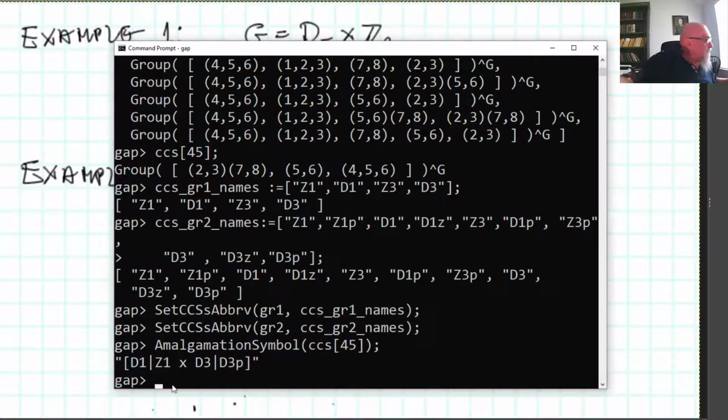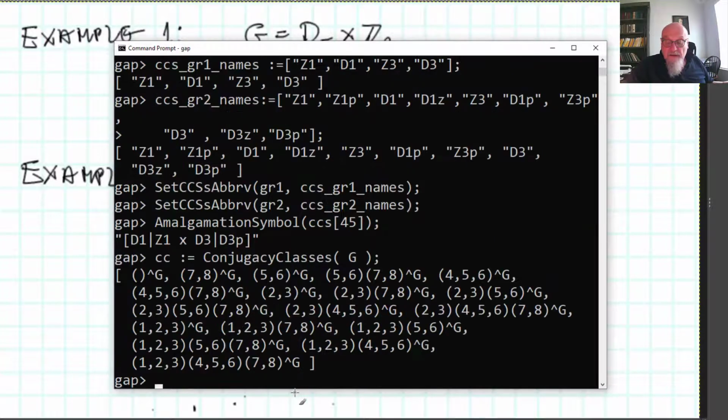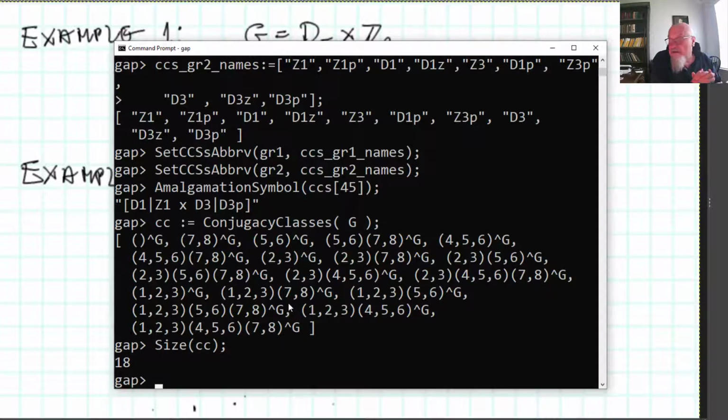So I will just simply paste it here. Let's paste it and enter, and we have here conjugacy classes. And that's how many. This is size, and CC, sorry. So it is 18 such classes, 18. And let me point out that the 7, 8, I think this is related to the group Z2.